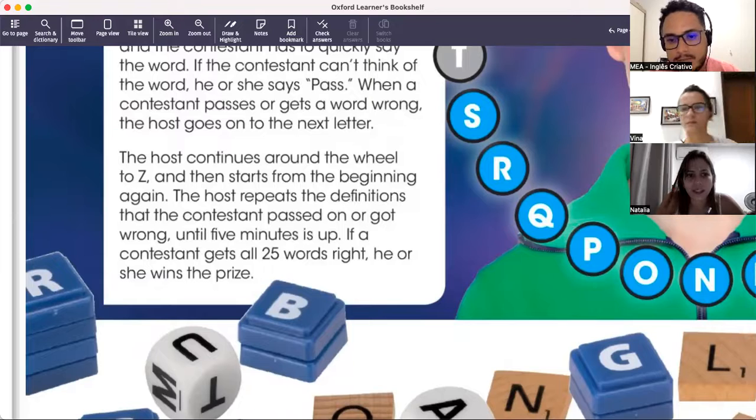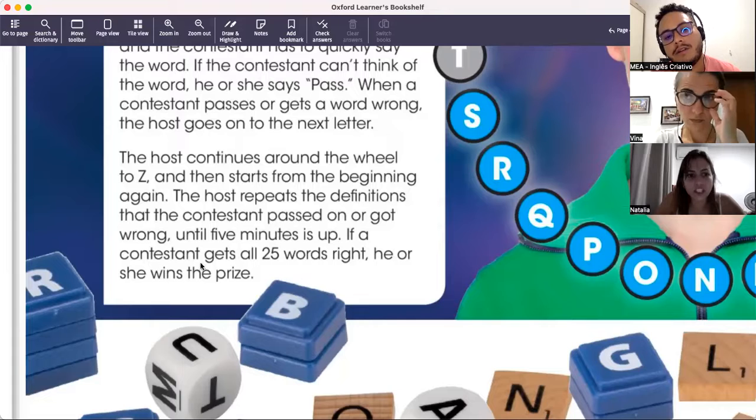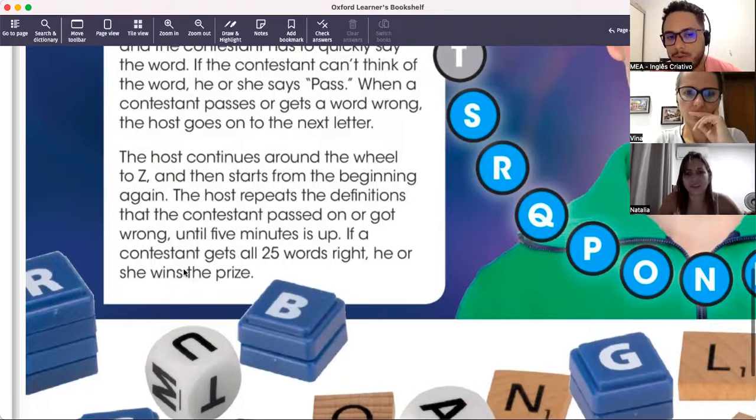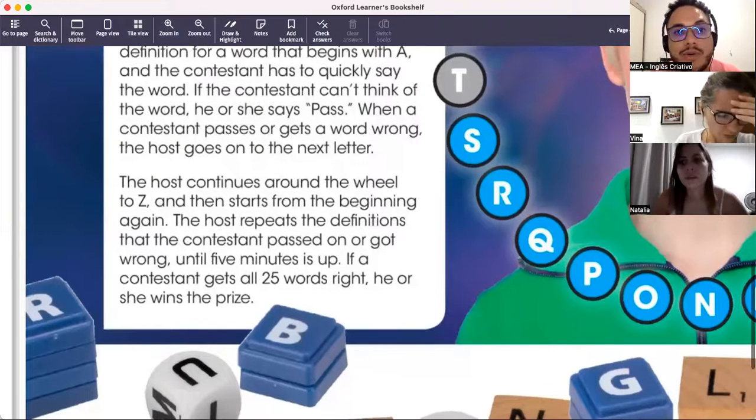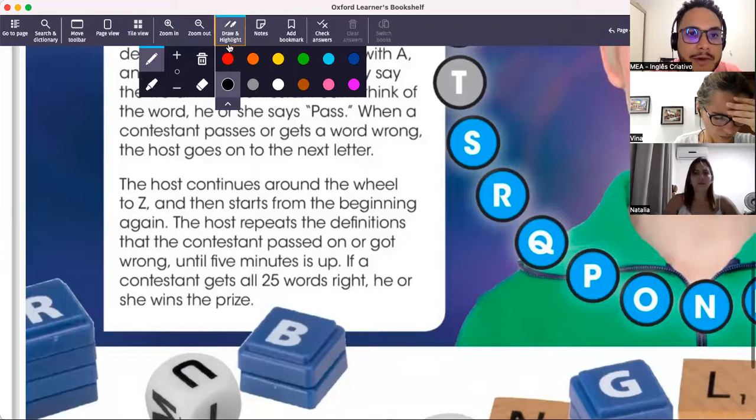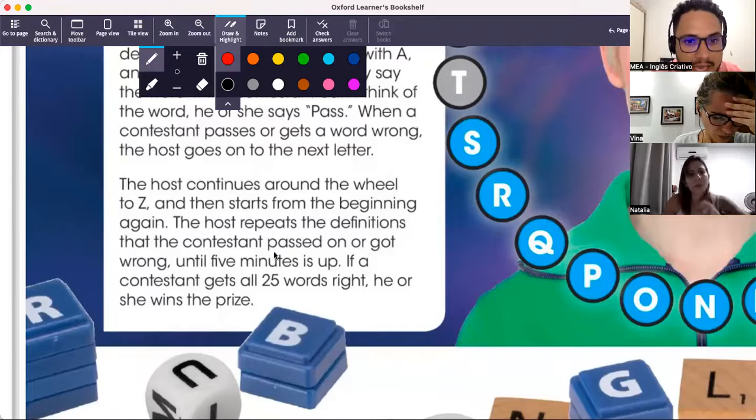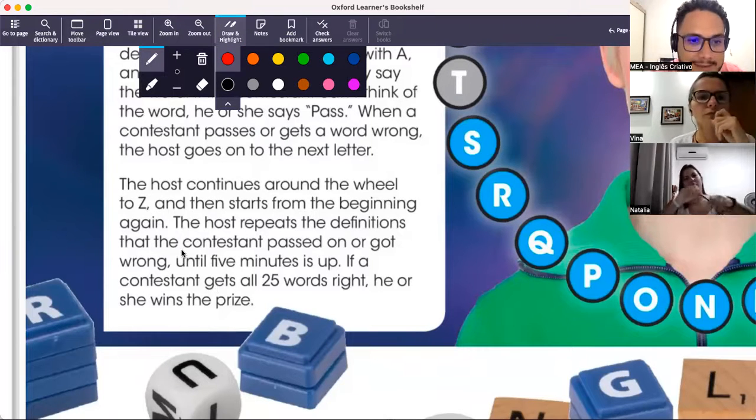If a contestant gets out 25 words right, he or she wins the prize. And guys, there are two words here that I want you to pay attention to, okay? Contestant.